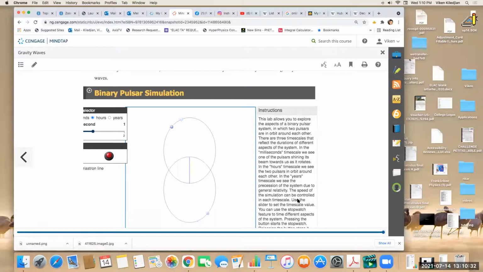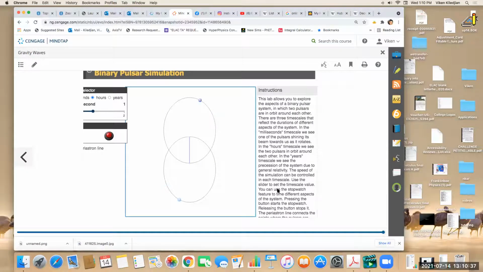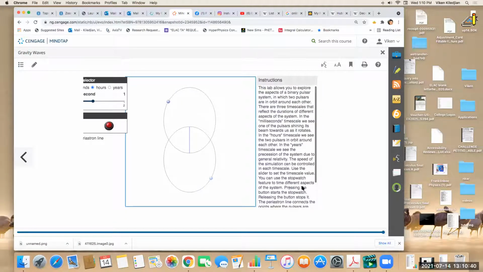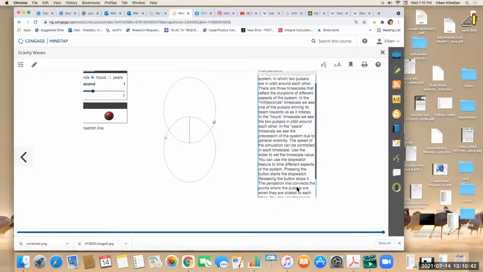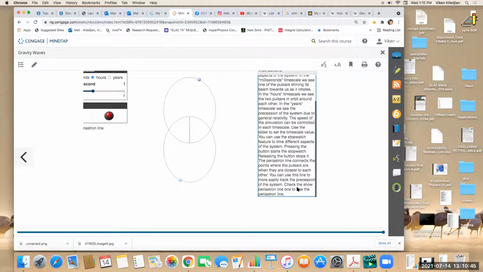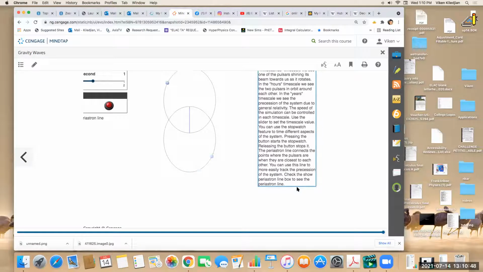The speed of the simulation can be controlled in each time scale. Use the slider to set the timescale value. You can use the stopwatch feature to time different aspects of the system. Pressing the button starts the stopwatch. Releasing the button stops it. The periastron line connects the points where the pulsars are when they are closest to each other. So this is the periastron. You see, it connects the 2 pulsars when they're closest. You can use this line to more easily track the precession of the system. Check the show periastron line box to see the periastron line.